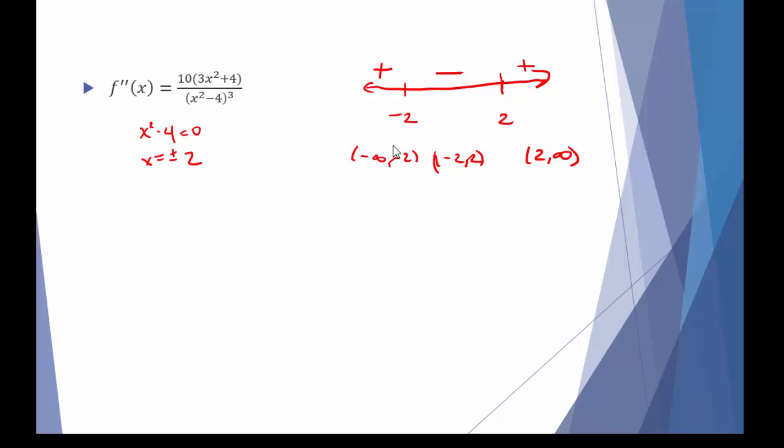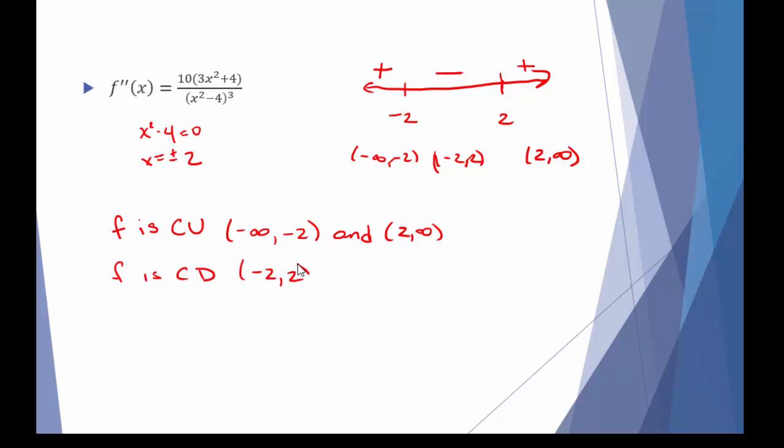So we now know where our second derivative is positive and where it's negative, which allows us to draw conclusions about the original function f. f is going to be concave up everywhere your second derivative is positive. So that is negative infinity to negative 2, and 2 to infinity. f is going to be concave down in between negative 2 and 2.